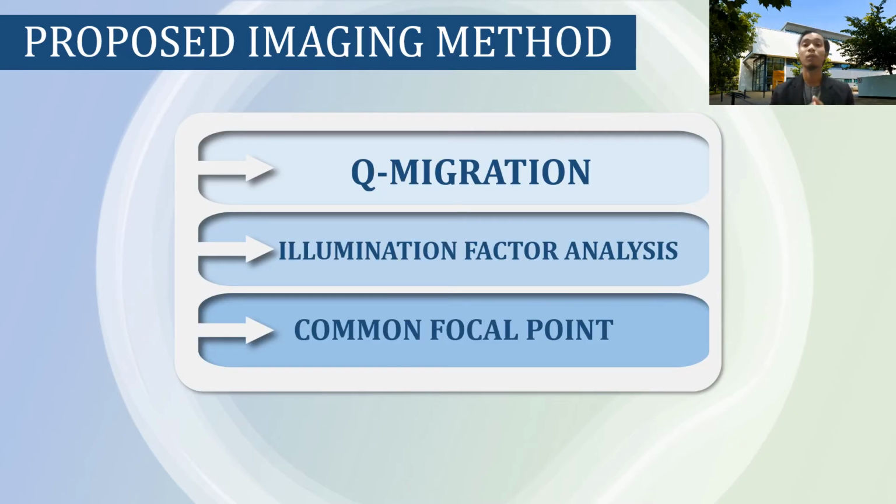Based on the problem that we stated just now, I would propose three major methods to compensate for this problem, which are Q migration, illumination factor analysis, and common focal point.